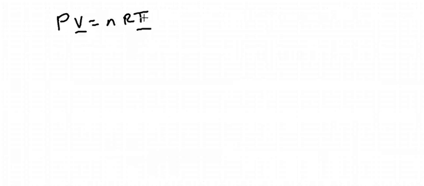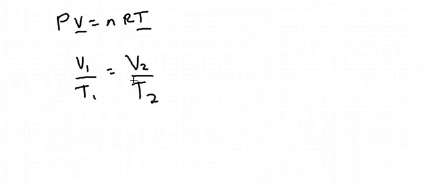So I want to put these two things on the same side of the equal sign. So how do I move that T? It's divided. So this is where your relationship comes from, because V1 over T1 is equal to V2 over T2. And this is Charles' law.